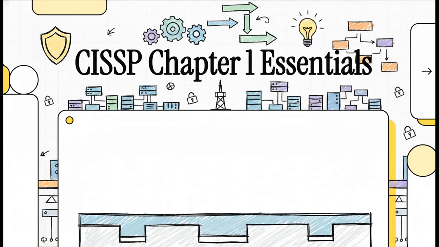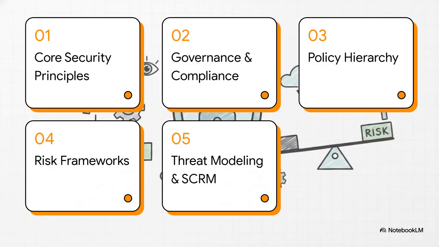We are going to completely break down the complex architectural frameworks you absolutely need to know, building them from the ground up. Here's our roadmap for today. We'll start with core security principles, move into governance and compliance, tackle the security policy hierarchy, dive into risk management frameworks, and wrap up with threat modeling and supply chain risk management.